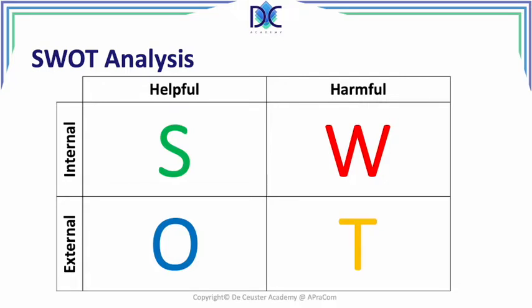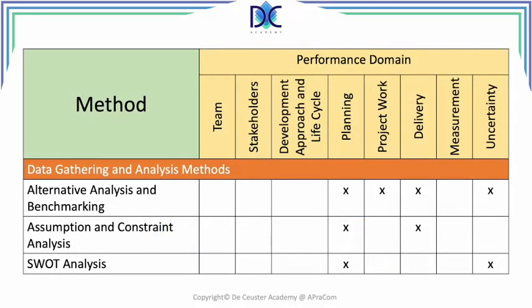Let's have a look at where we see those methods. We look at the data gathering and analysis methods. First of all, the alternative analysis and benchmarking. We use them in planning, project work, delivery, and uncertainty. We also have the assumption and constraint analysis, which is typically applied in the performance domains of planning and delivery, and the SWOT analysis, which is applied in the performance domains of planning and uncertainty.